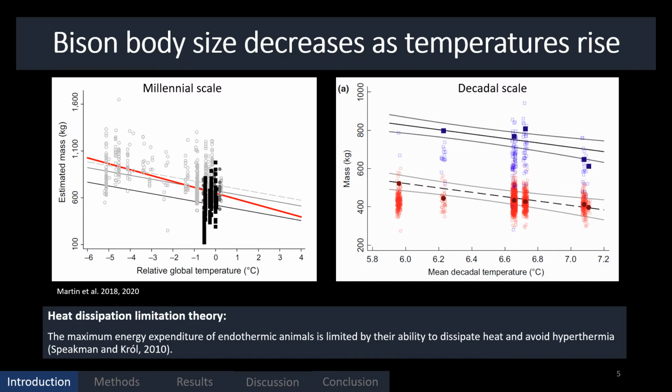Then the second concept is perhaps less familiar, but Jeff Martin has a couple of interesting studies looking at the relationship between temperature and body mass of bison, both over millennial scales and decadal scales. And in both cases, bison body size is shown to decrease with rising temperatures. This is connected to the heat dissipation limitation theory, which states that the maximum energy expenditure of endothermic animals is limited by their ability to dissipate heat and avoid hypothermia.